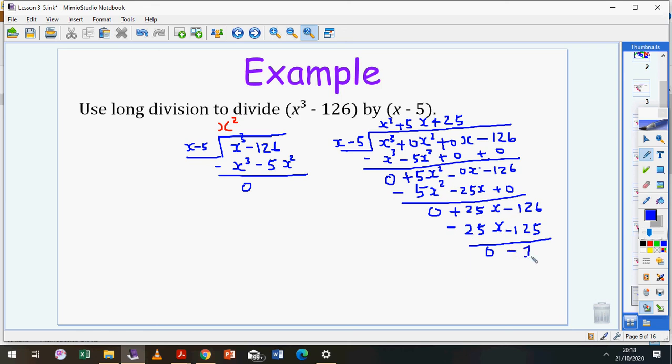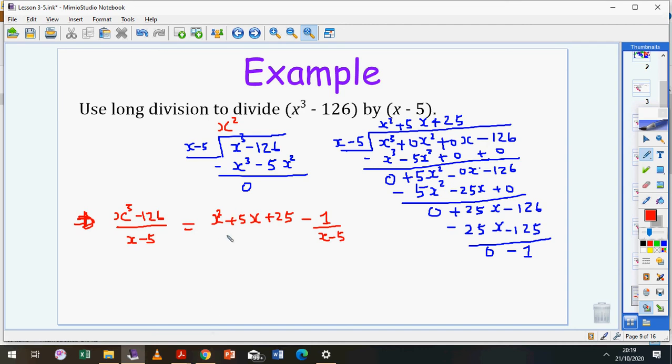So I'm ending up with, and this is the way that we prefer to write it in math, the fact that x cubed minus 126 divided by x minus 5 is the same thing as, remember the quotient, which is x squared plus 5x plus 25, plus the remainder, which is negative 1, and the remainder is divided by the divisor, x minus 5.